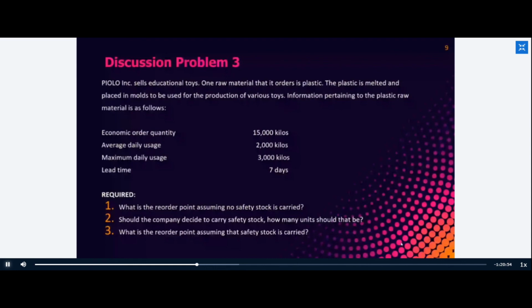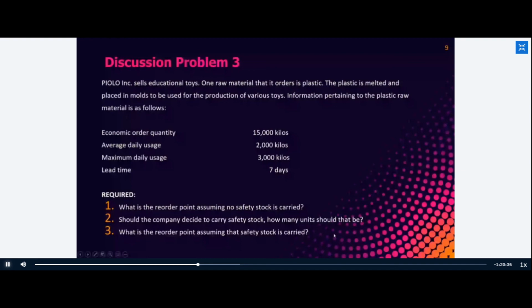So you have your economic order quantity, a given class, 15,000 kilos. Average daily usage, 2,000 kilos. Maximum daily usage, 3,000 kilos. And lead time of 7 days. Sige, isa-isayin natin yan.